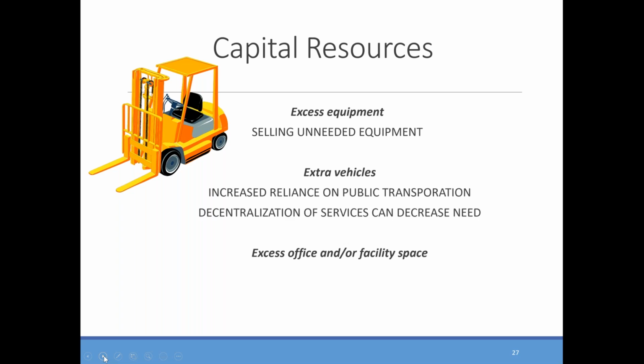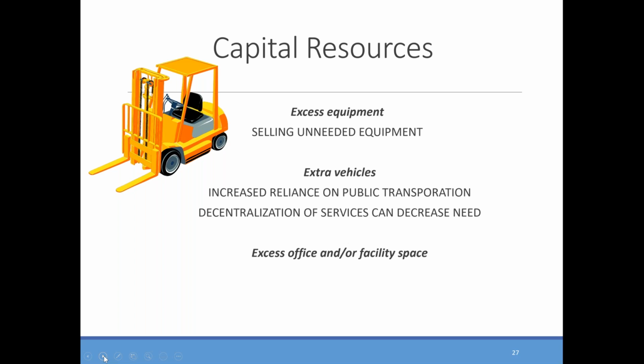It may be, and this is not universally true, that in some circumstances, because you will increase reliance on public transportation, you can end up with some extra vehicles. Also in decentralization, that is also possible. Correspondingly, it's possible that you'll have to add them. So that's not always a sure thing, but it is something to take a look at.